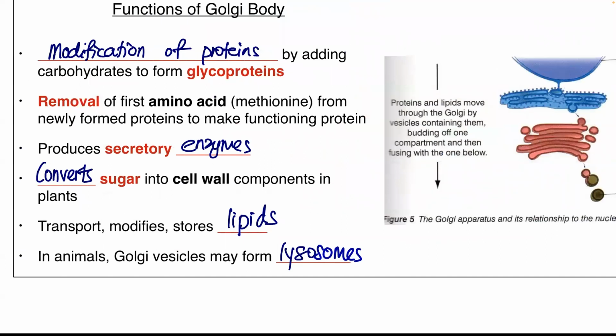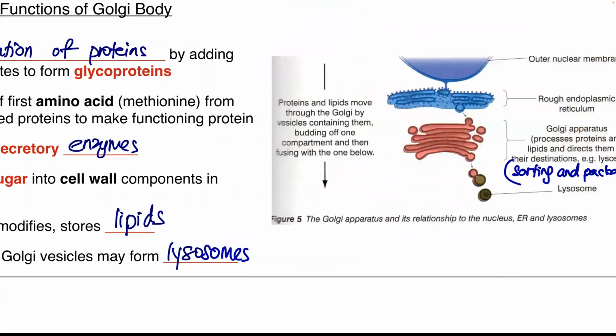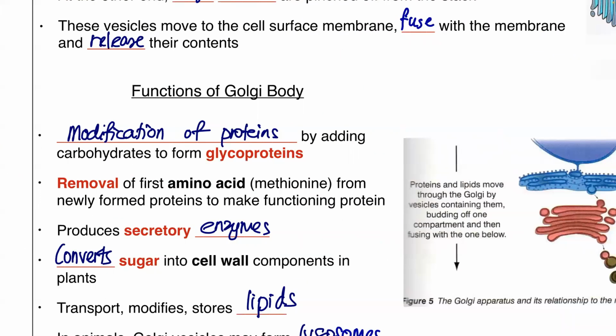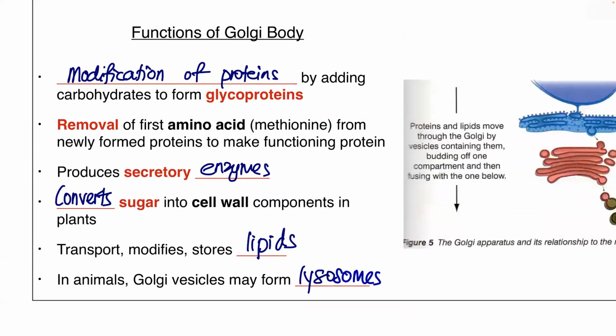So some of the functions: modification of proteins by adding carbohydrates to form glycoproteins. So there's also modification going on here. As you probably learned in high school as well, where are glycoproteins normally found? On the plasma membrane. Also some proteins which are to be exposed on the cell surface, or embedded in the cell surface, are synthesized by your rough ER. And then they produce secretory enzymes.